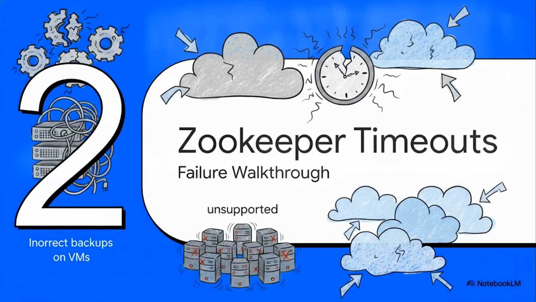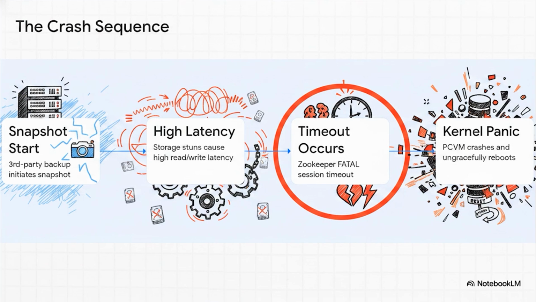Which brings us to Section 2, Walkthrough, Zookeeper Session Timeouts. Okay, let's look at the exact domino effect you've got to understand for the exam. Step 1. That unsupported third-party backup, or Async DR schedule, kicks off a snapshot of the PCVM. Step 2. This snapshot operation severely stuns the storage. We're talking incredibly high read and write latencies on the PCVM's vDisks.